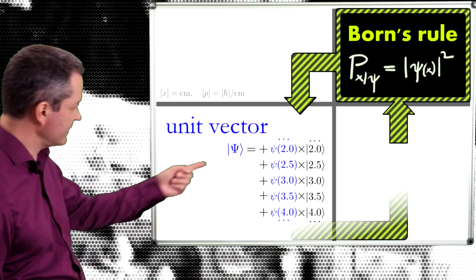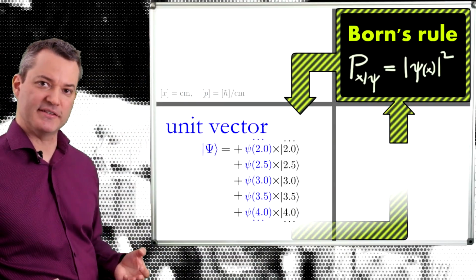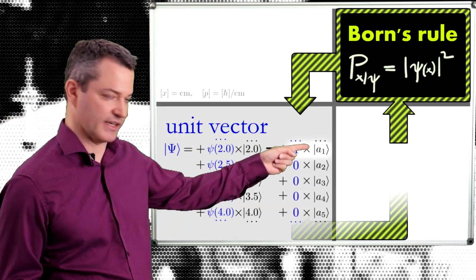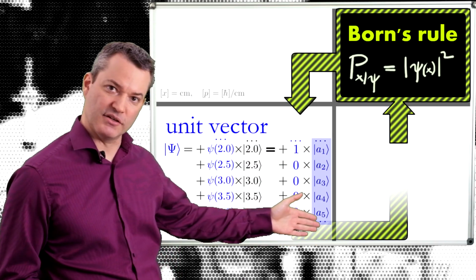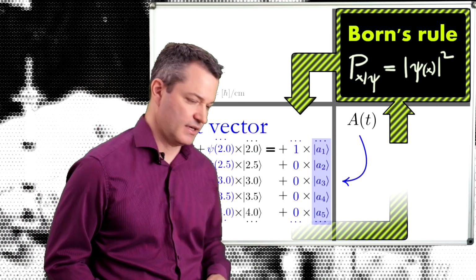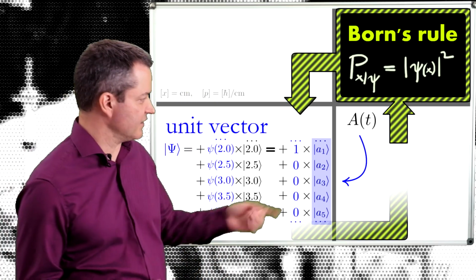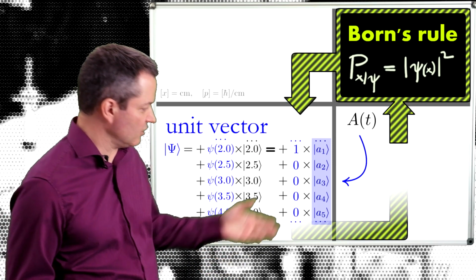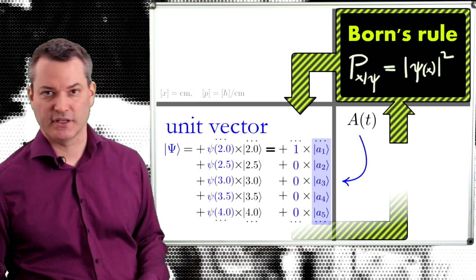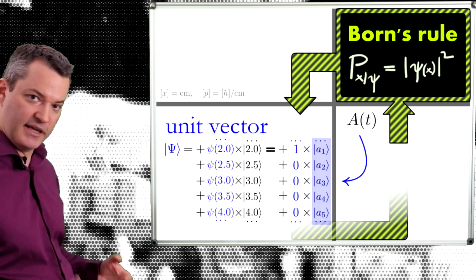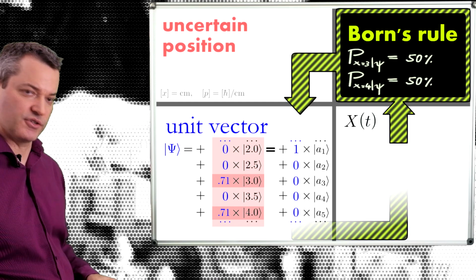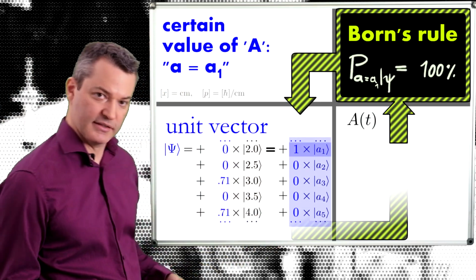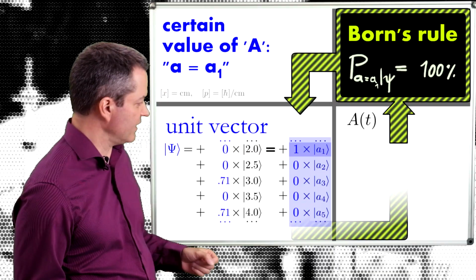For a generic unit vector psi, we can always change to a basis in which psi is one of the basis vectors. This new basis is an eigenbasis of some other observable A. The vector space axioms guarantee the existence of this observable and of a suitable eigenbasis. For example, we may find that the same vector that represents an uncertain position x represents certain knowledge that the observable A has the definite value A sub 1.